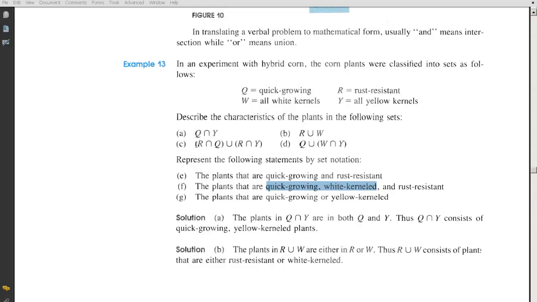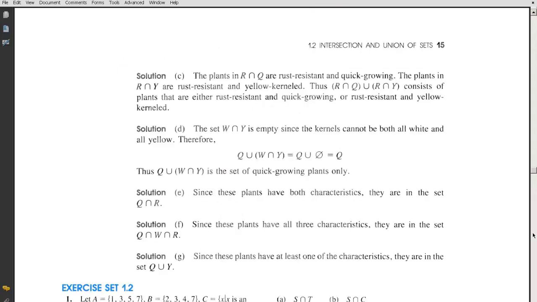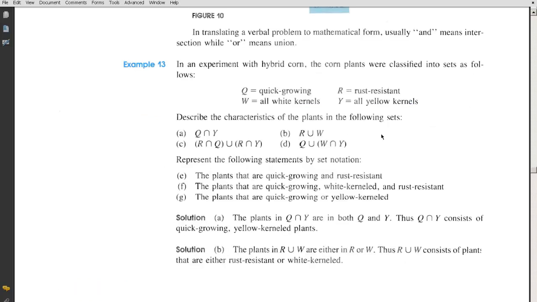Okay, what about this one? It's kind of complicated. This is rust resistant and quick growing, or rust resistant and yellow. So this one might be able to be re-expressed in a simpler way. You could rewrite this using the distributive law, and maybe the expression in words would be simpler than this. Okay, so you can read the rest of these.